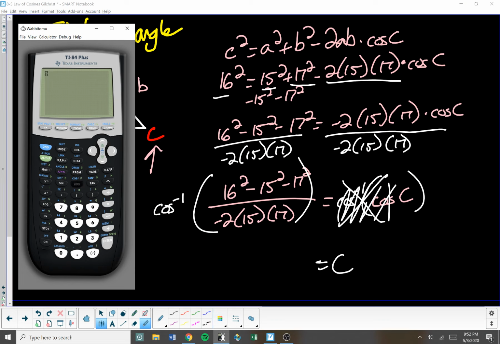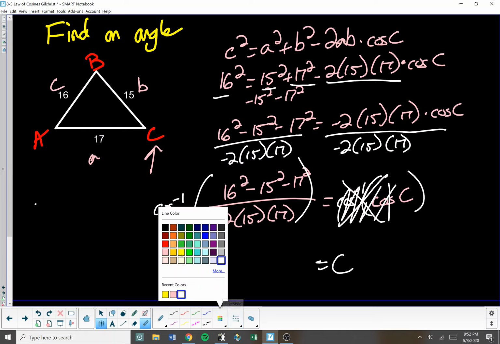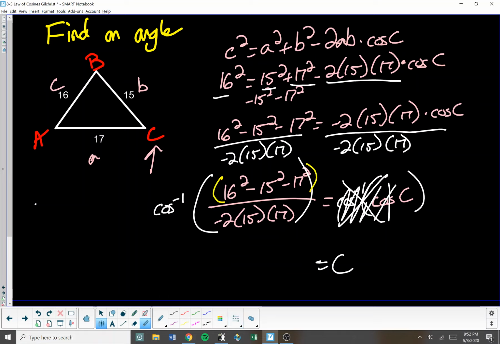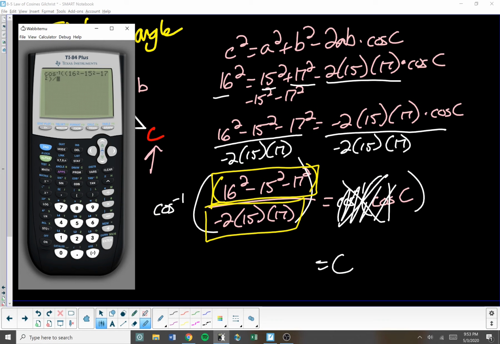I'm going to type cosine inverse first. And it gives me a parenthesis right there, but I'm going to add another parenthesis, which you need to do also if you do it this method. And type in 16 squared minus 15 squared minus 17 squared. And I close that parenthesis. See, when you're doing fractions in a calculator, you have to think about this fraction bar like it's a big old parenthesis. The top has to be in a parenthesis, and the bottom has to be in its own parenthesis. So I type divide, and I'm going to do in parenthesis -2 times 15 times 17, close parenthesis.